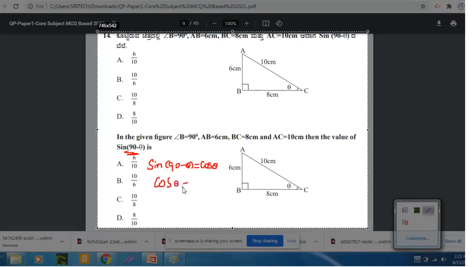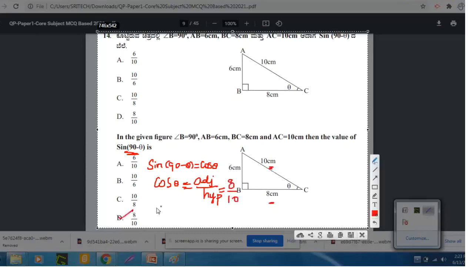So we have to find the formula for cos theta. Cos theta is nothing but adjacent side by hypotenuse. Adjacent in this picture is 8 centimeter, hypotenuse is 10. So correct option here is D, 8 by 10.